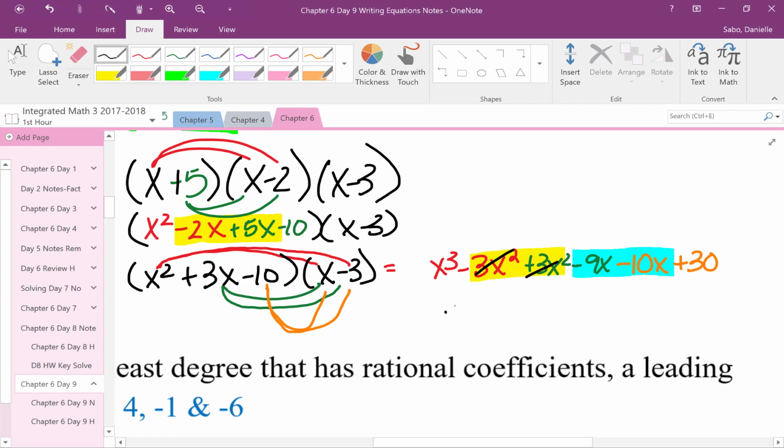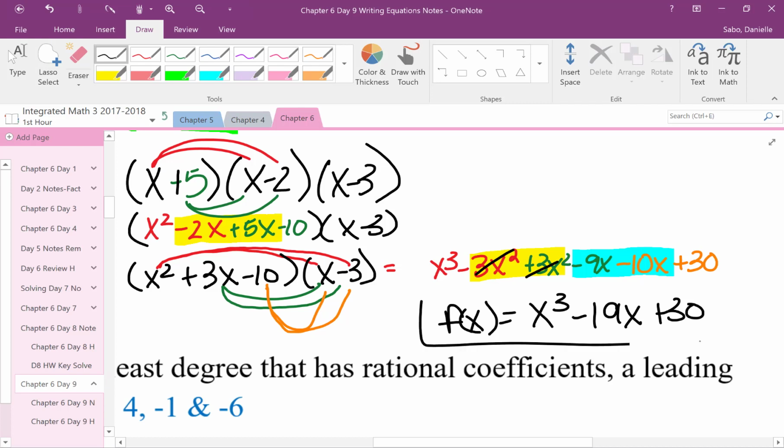Very good. And my final answer here is going to be x cubed. What's negative 9x minus 10x? Good. Negative 19x plus 30. And we're done. Again, a great way to check your answers, and I'm going to walk you through this one just to show you, to prove it to you, when you check your answers on that graphing calculator.